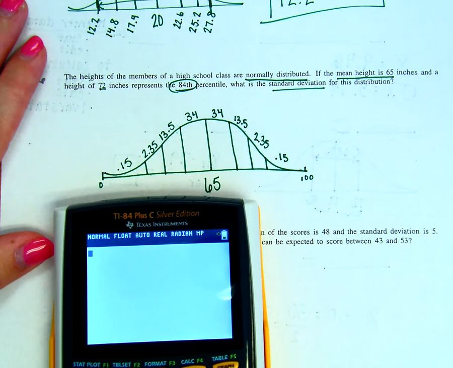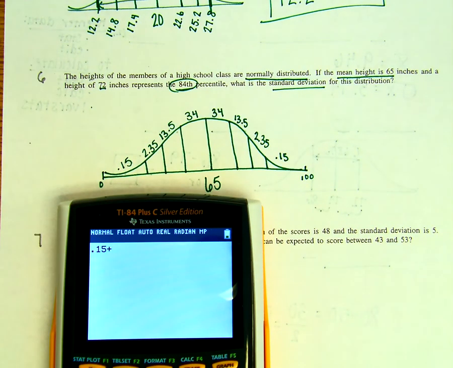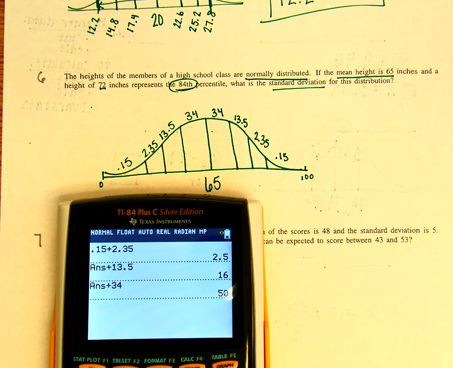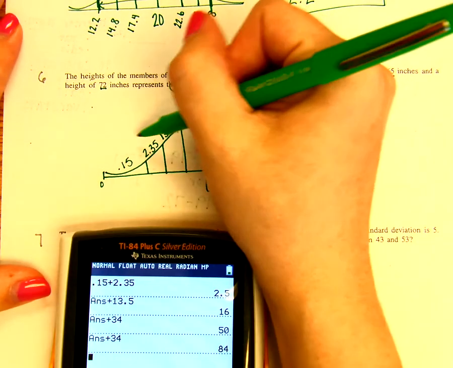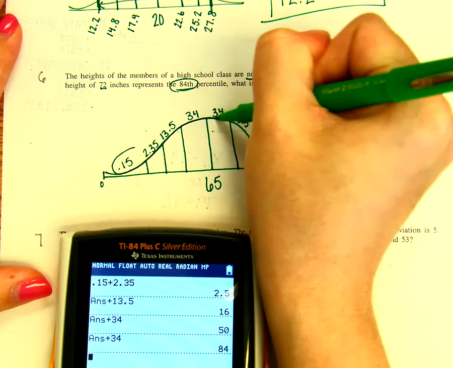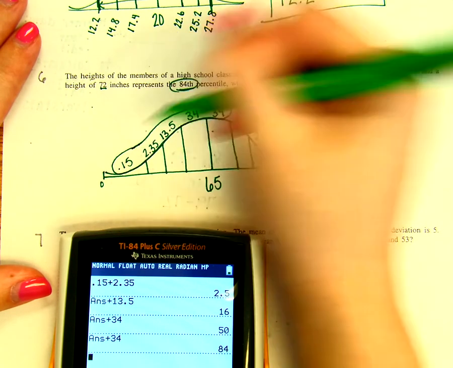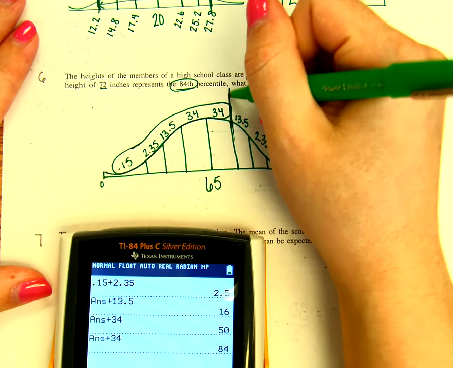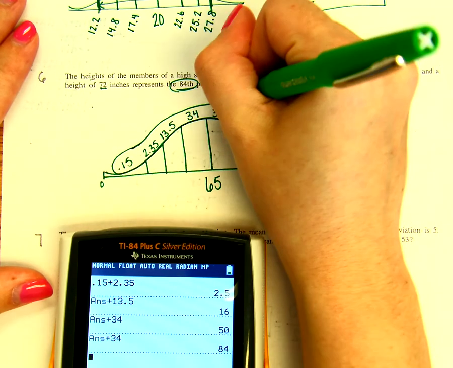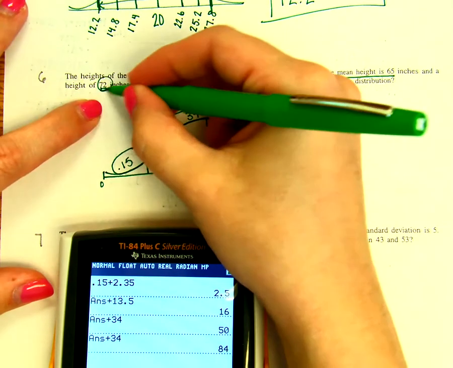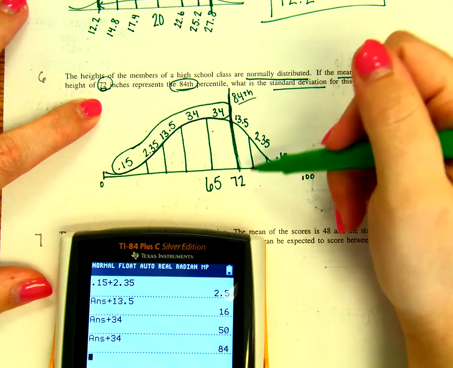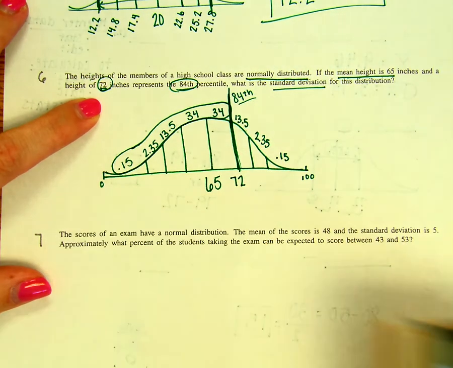Okay, so we're going to start with that 0.15, and we're going to add the 2.35. We're not there yet, so let's add that 13.5. Then we'll add the 34. Then we'll add the 34 again, and now we're at 84. So when I added all these numbers together to the second 34, that got me to the 84th percentile. So that means right here, this is my 84th percentile. And then the number down here would be 72, because 72 represents the 84th percentile.